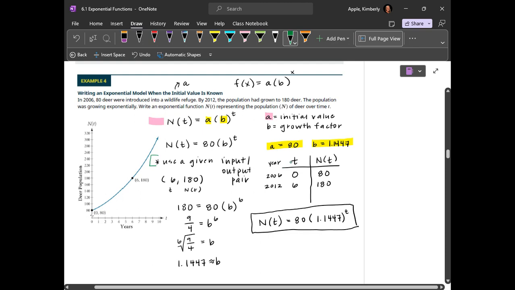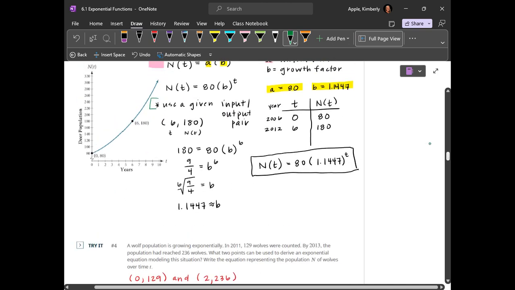The input for this function should be in terms of T, not the year. It should be T defined as years since 2006. That makes t equals 0 give me automatically an initial value, or the y-intercept. And then I'll calculate the other input-output pair in terms of t years since 2006, giving me 6 years since 2006 for this value. Once I have a matching pair other than the intercept, I will take that and plug it into the initial piece of the function that I wrote.